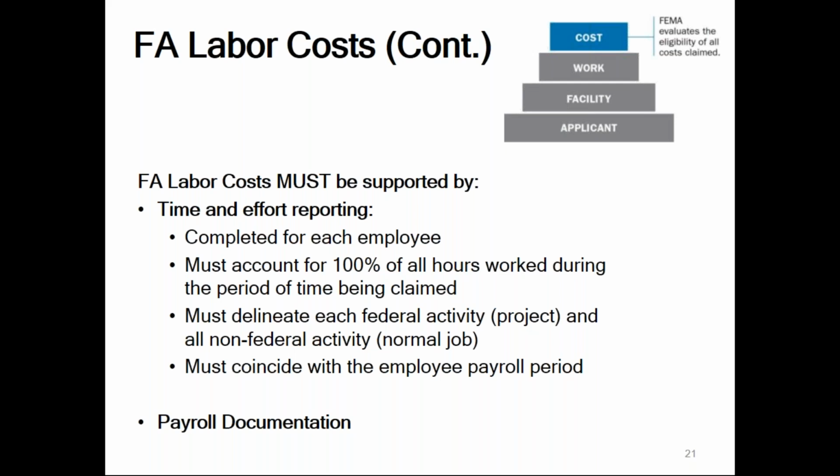It must be completed by each employee. It must account for 100% of all hours worked during the period of time being claimed. It must delineate each federal activity or project and all non-federal activity or normal job. What that means is you're going to be required to keep notes, whether it's on your timesheets or in your electronic time reporting system, on the specific activities related to this grant, and the hours are going to have to be kept separate and uniquely identified so that they're not intermingled with all the other work activity hours. And it must coincide with each employee's payroll period. Payroll documentation that shows the actual costs and benefits will be required as supporting documentation as well.